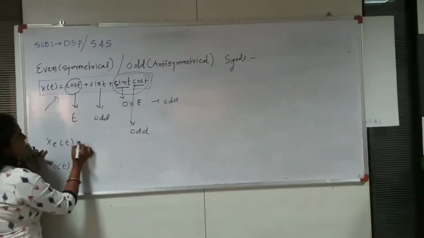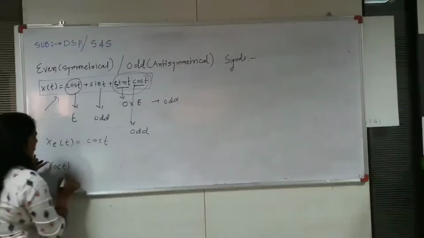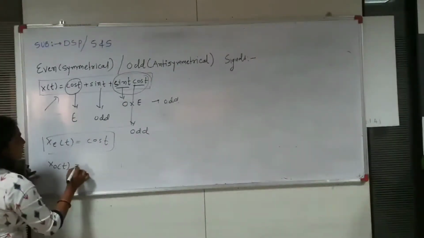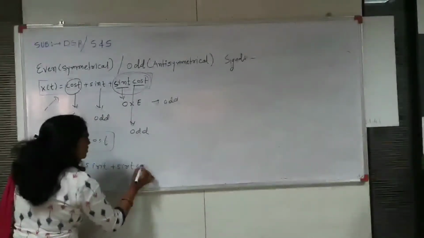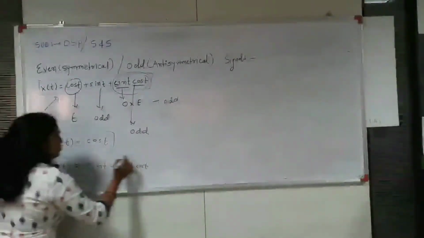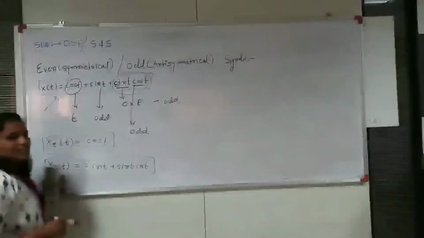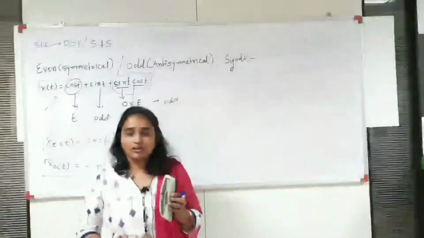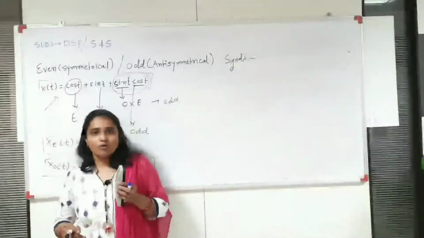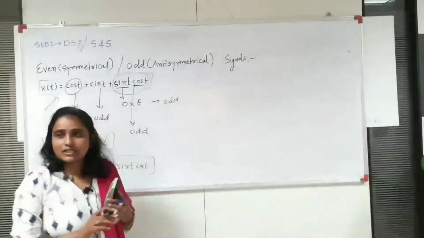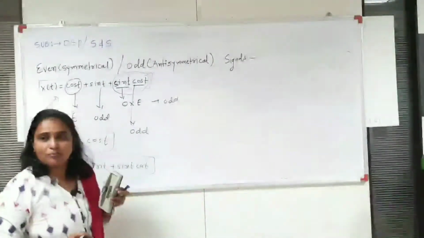So the even component is only cos t, but the odd component is sin t plus sin t into cos t. So by using this property we can easily solve this type of general signal, and this method is very useful for any competitive examination. Okay, now let's take one more example of this property.